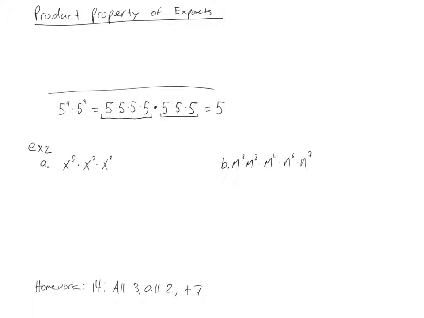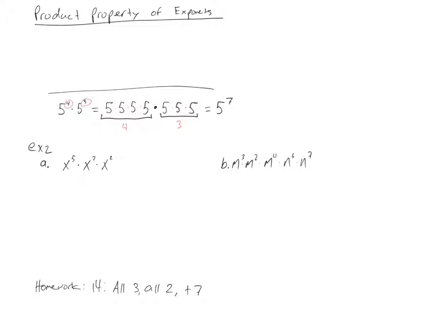Alright, now there is a product property of exponents. We'll fill this in just a second, but let's come down here and look at this. If I had 5 to the fourth times 5 to the third, or 5 cubed, that's what it would look like if I expanded it. Notice there's 1, 2, 3, 4 of those because the exponent is 4, and 1, 2, 3 of these because this exponent is 3. If I were to simplify this, there's altogether 1, 2, 3, 4, 5, 6, 7 of them. So this would be 5 to the 7th.